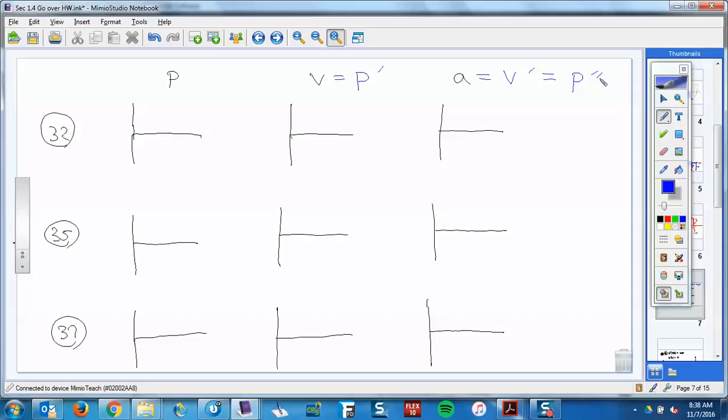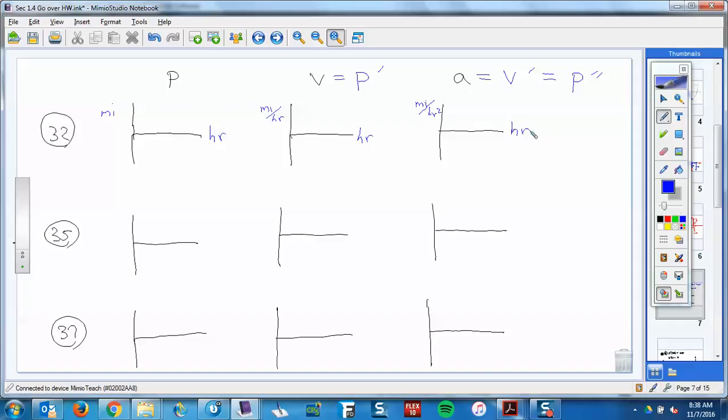So we're talking about a car, we're just talking about an object. It doesn't really give you any units. Let's use miles per hour. So this would be miles, this would be hours. What would be the units on V then? Miles per hour, and this would still be hours. And then what would P double prime or V prime be? Miles per hour squared, right? And this again is still hours, okay?